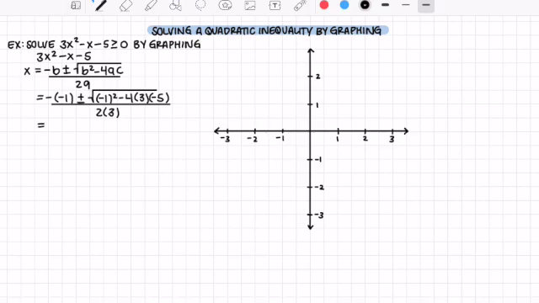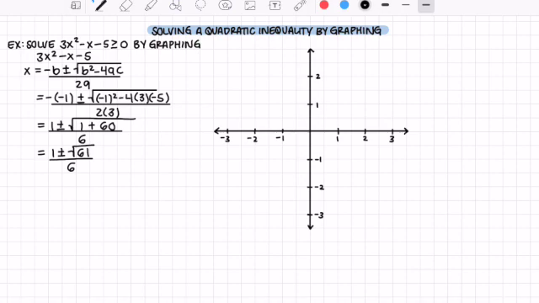So when I'm solving for this, I get 1 plus or minus the square root of positive 1. Oops, sorry. Positive 1 plus 60. Okay. And when I solve for that, underneath is just positive 6. So I get here 1 plus or minus the square root of 61, over 6.